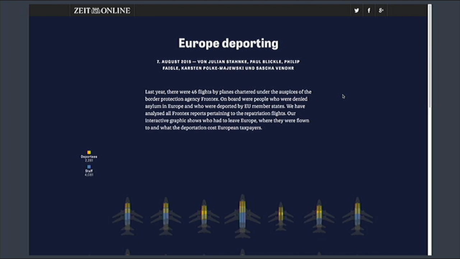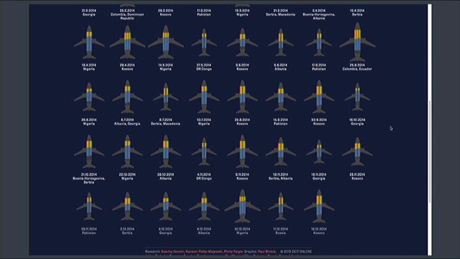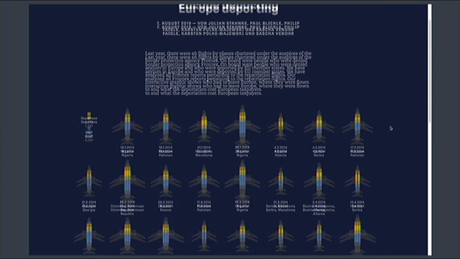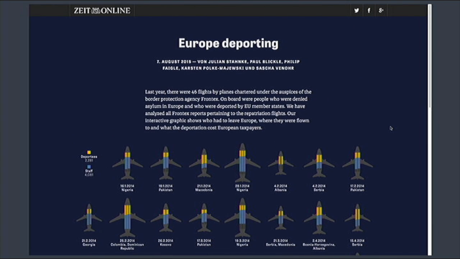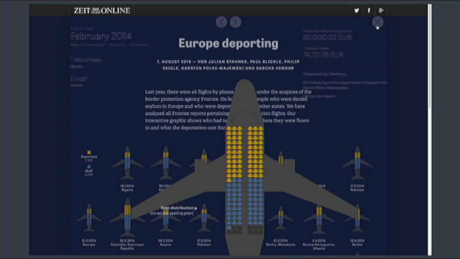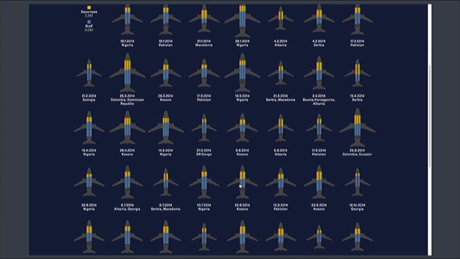And we took data from all flights that were co-organized or co-financed by the European Border Protection Agency, Frontex, and showed them in two layers. The first layer just shows the amount of flights that there were in 1 year, 2014. And if you look closer, you can see already the number of deportees and staff. And this is the second layer, where you can see much more information about each flight, like the route or the costs. Or in some cases, we also have the airline, because these flights are just chartered machines that we also fly with, which is quite fascinating when you hear it for the first time.